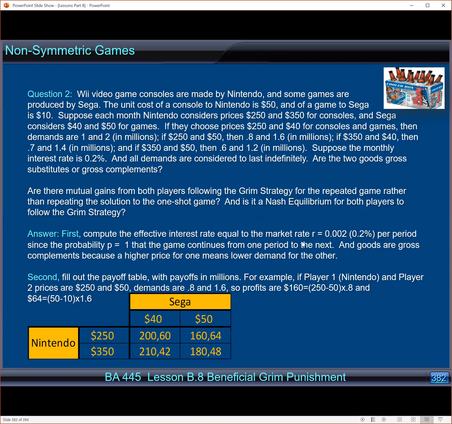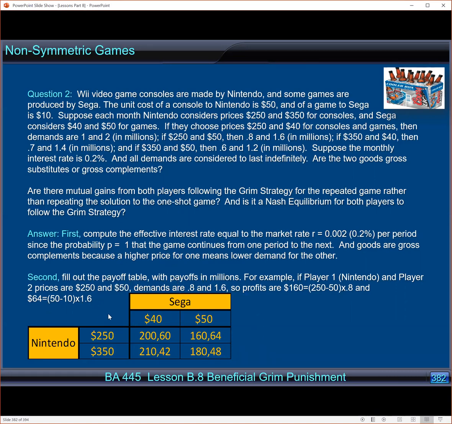Now, here is the market rate, 0.002, the 0.2%, and it's with probability 1 that the game continues. That means that the effective rate is the same as the market rate. So this is going to be the effective interest rate that we're going to be using toward the end of the problem. Now, fill out this strategic form.